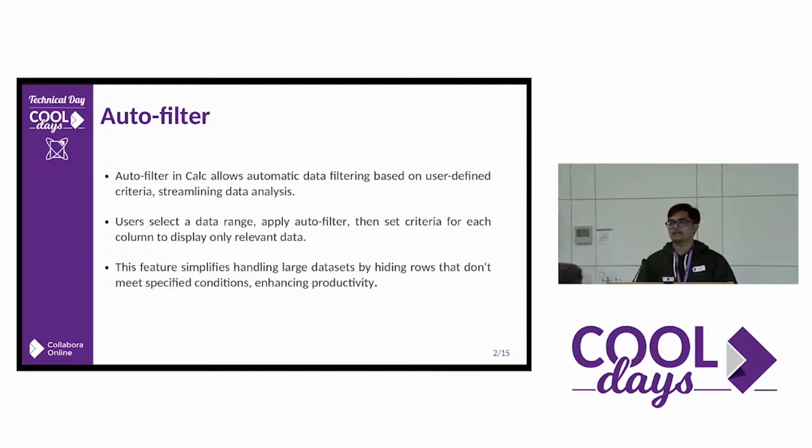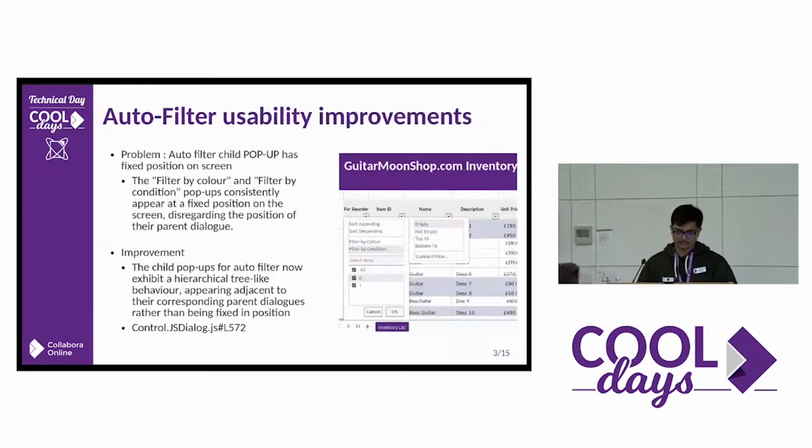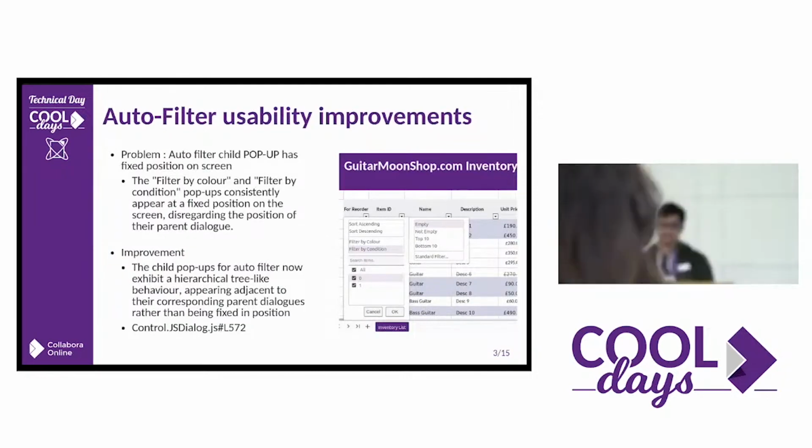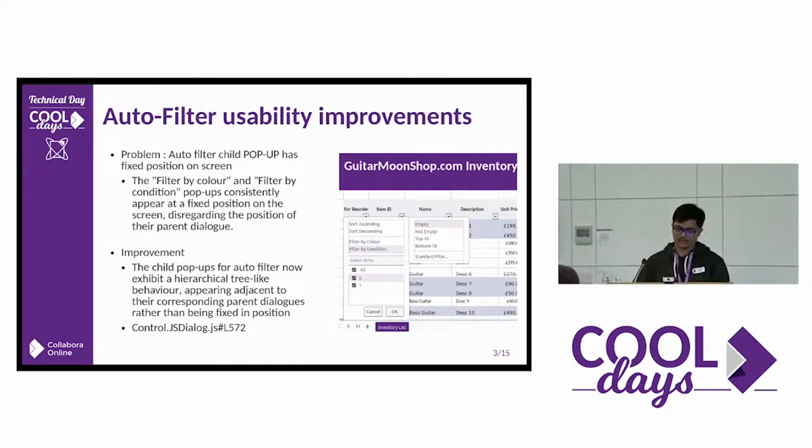There are some improvements that we made last year, so let's go through those first. The child pop-up that comes with the auto filters, like when we click on filter by color or filter by condition, opens a sub drop-down menu, and it always opened at a fixed position on the canvas. We fixed that, and now it opens with respect to the main parent pop-up.